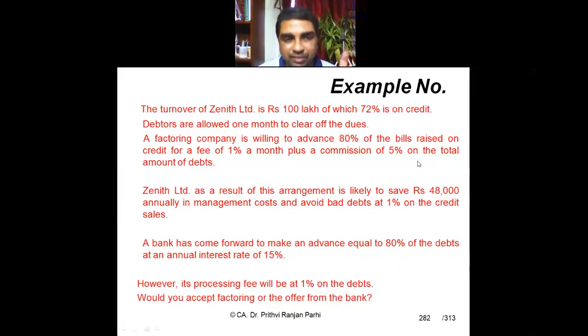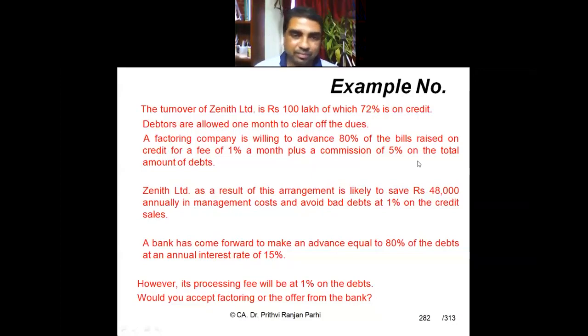Zenith Limited, as a result of this agreement, is likely to save 48,000 annually in management cost and avoid bad debt at 1% on the credit sale. So if Zenith company follows this, there will be a cost saving. Otherwise, the debtor management cost was around 48,000 annually. That cost will be saved because now the responsibility is with the factor. The factor will incur that cost. And it can avoid bad debt of 1%, as bad debt is now the responsibility of the factor. That means what kind of factoring is it? With recourse or without recourse? Without recourse. Good.